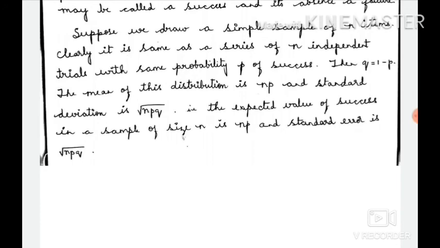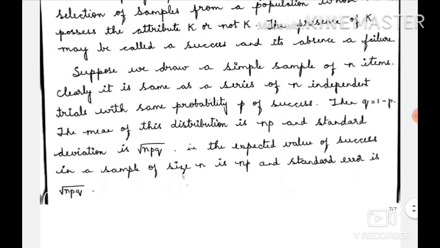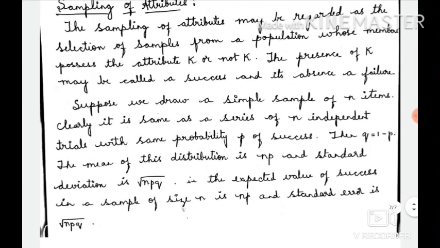This is all we need to understand for testing of hypothesis. For better understanding on this topic, please watch my third video, sampling theory part 3.